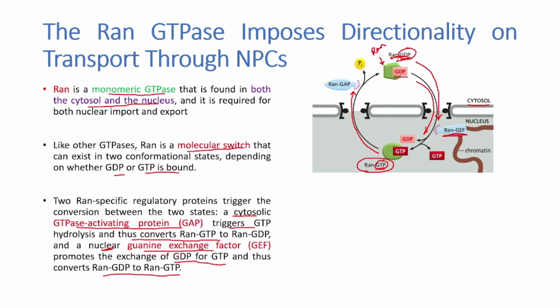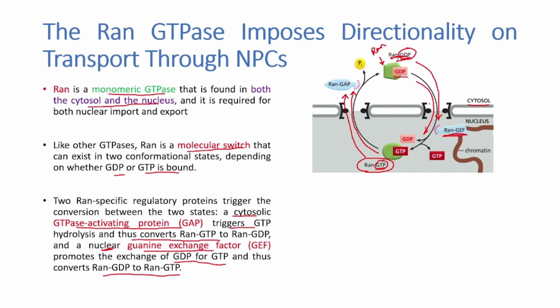Now again, when this Ran GTP enters the cytosol from the nucleus, Ran GAP, GTPase activating protein, converts the GTP back to GDP. So in this way, the cycle of conversion happens, and because Ran can exist in two conformational states, it is called a molecular switch. Now this Ran, this GTPase, does not only alternate between the two states. In this way, it transports cargo proteins from the cytosol to the nucleus and vice versa.